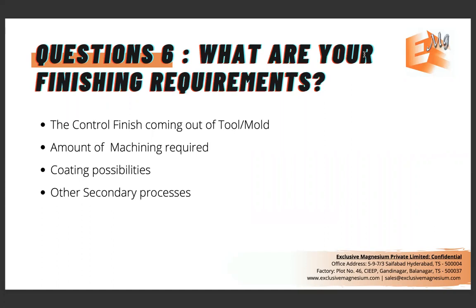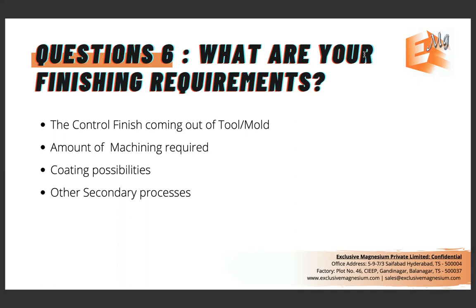Question number 6. What are your finishing requirements? There's a certain kind of finish that you can expect directly out of the mold. For sandcasting, you will expect a lot more machining allowance to be given. Whereas in permanent mold, you have to talk to the manufacturer to understand whether they are able to achieve the finish requirement, the near net requirements, and where they are giving allowances and for what reason.